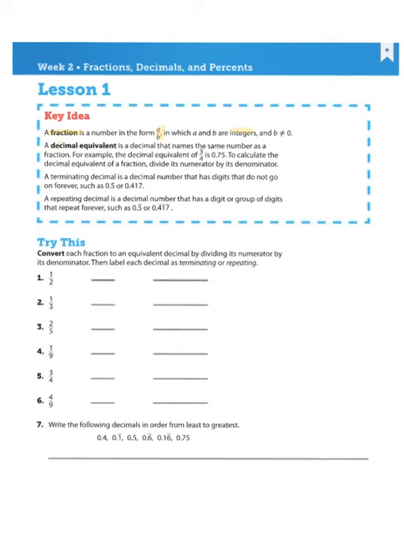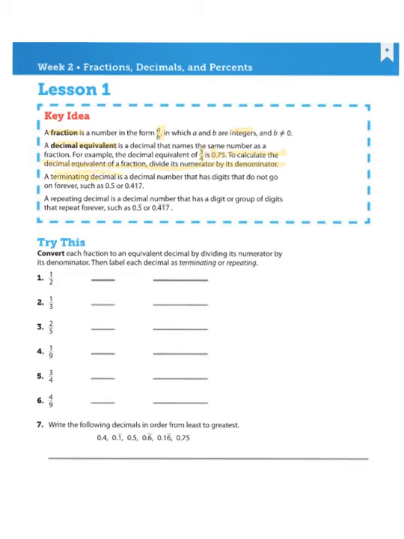A decimal equivalent is a decimal that names the same number as a fraction. For example, the decimal equivalent of 3/4 is 0.75. So you take 3 divided by 4 and you get 0.75. To calculate the decimal equivalent of a fraction, so I'm going to highlight that too because that's important, divide its numerator by the denominator. You might remember this from 7th grade.